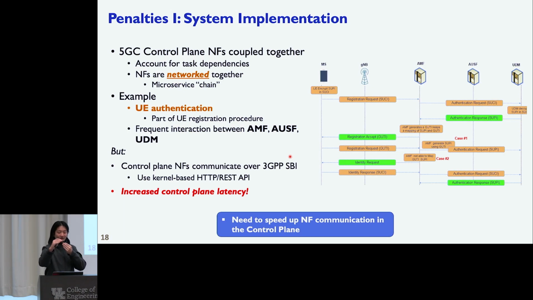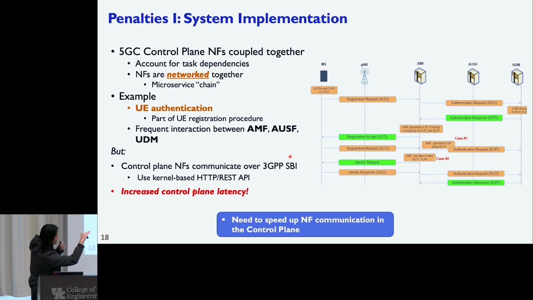And here I will use the example of UE authentication, which is part of the entire UE registration procedure. Why is it important? Because every time before your phone gets registered into the core network, or the cellular network, your phone must be authorized first by the core network. You can see that this diagram describes the message exchange between different control plane network functions. And just for a simple UE authentication task, many messages are exchanged between different control plane functions.